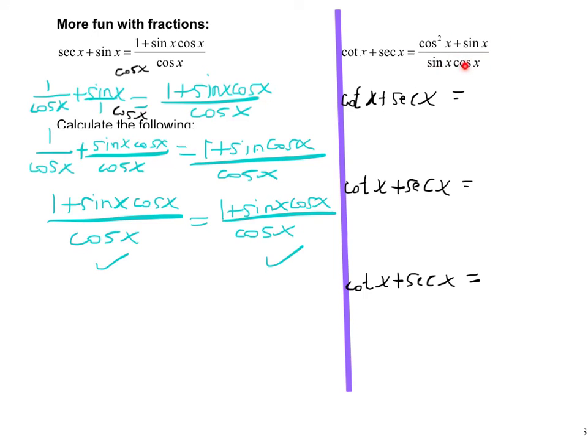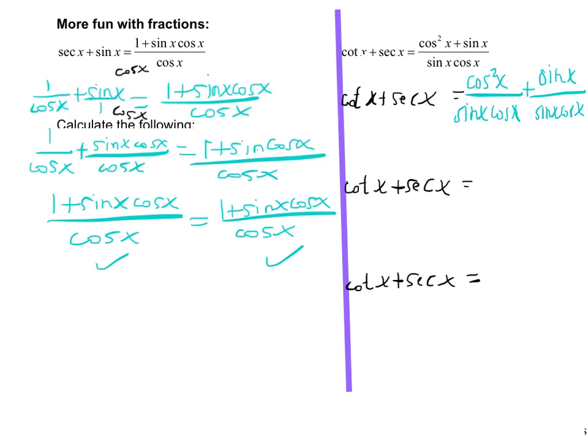There are rules that allow me to split up the terms of the numerator and place them over the denominator, which is the opposite of what we did over here to the left when we combined them. So when I rewrite this, I have cosine squared x over sine x cosine x plus sine x over sine x cosine x.